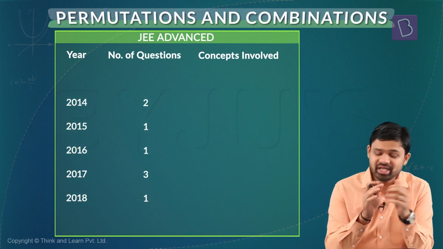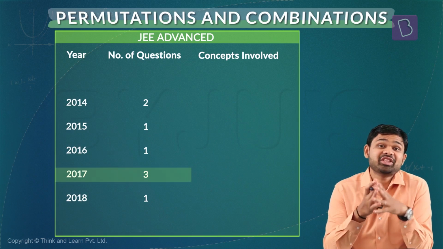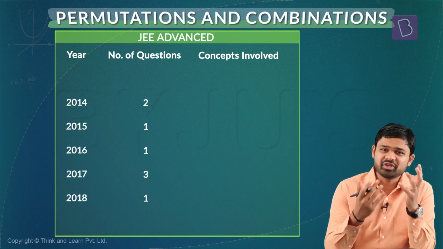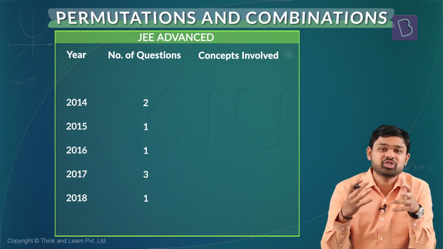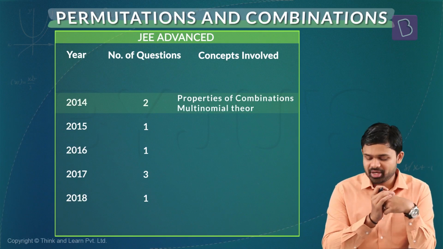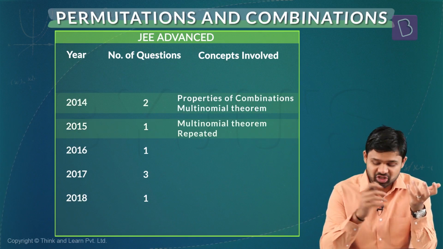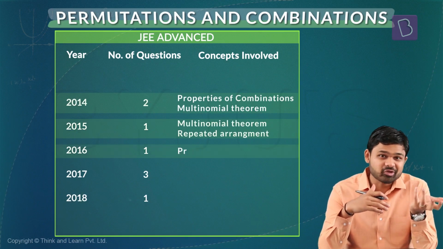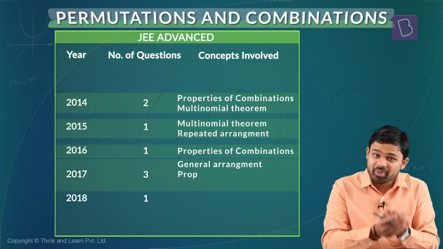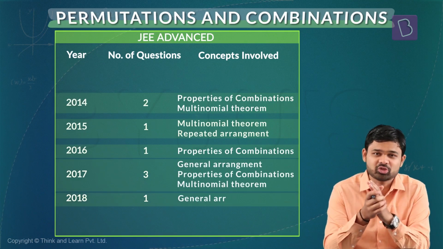But then there have been years like 2014 when there were 2 questions and 2017 when there were 3 questions from permutations and combinations. These questions again were from different sections. 2014, the questions were from properties of combinations and multinomial theorem. 2015, we had a question again from multinomial theorem and repeated arrangement. 2016 was properties of combination. 2017, because there were 3 questions, there was a general arrangement question, properties of combination and multinomial theorem, and 2018, it was a general arrangements question.